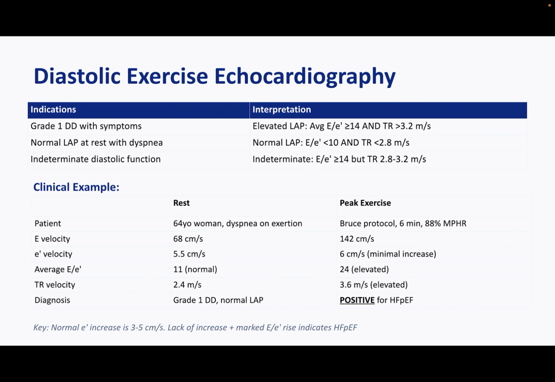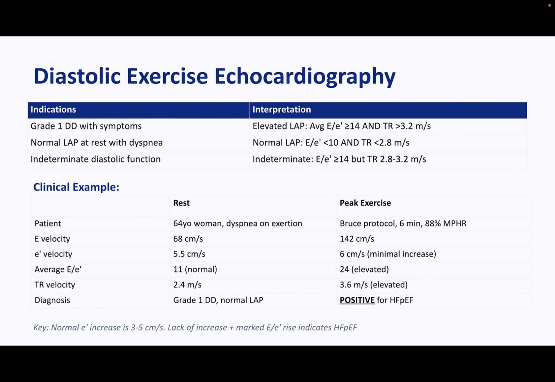Clinical examples. A 64-year-old woman with grade 1 diastolic dysfunction and exertional dyspnea. At rest, E to E prime is normal, TR 2.4 normal as well. Therefore, normal left atrial pressure. At peak exercise, E to E prime is elevated, TR is 3.6, elevated. Both criteria are met. Diagnosis: positive for exercise-induced left atrial pressure elevation, unlikely heart failure with preserved EF.